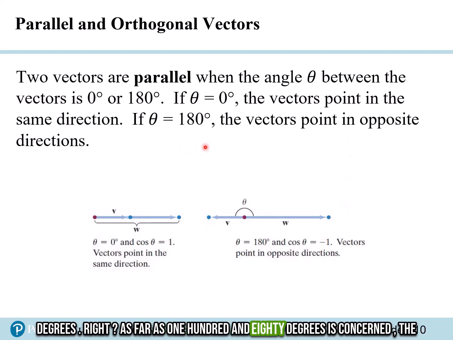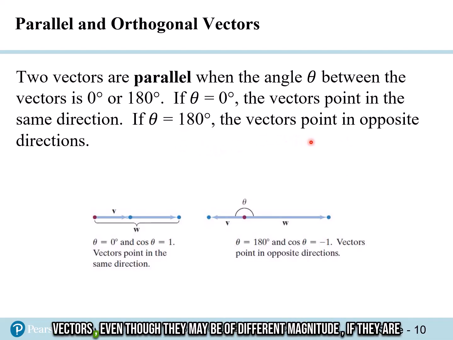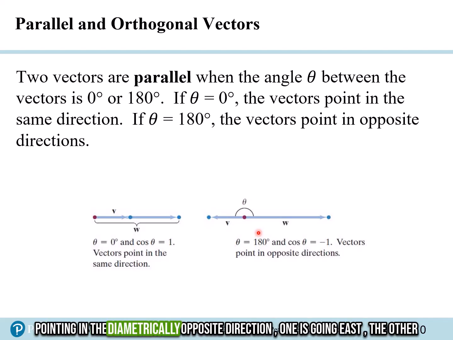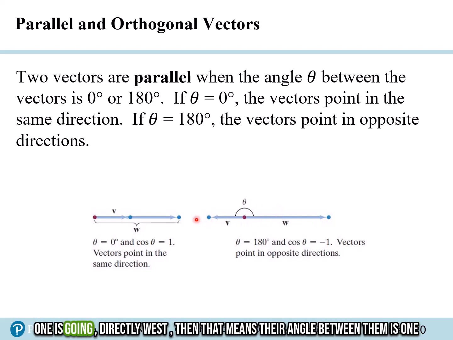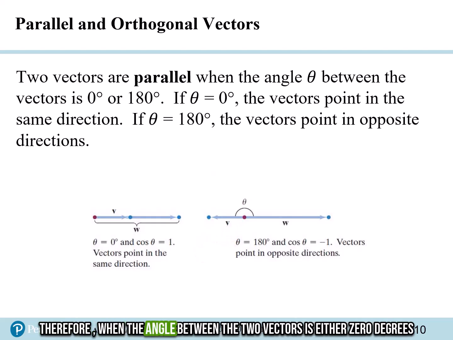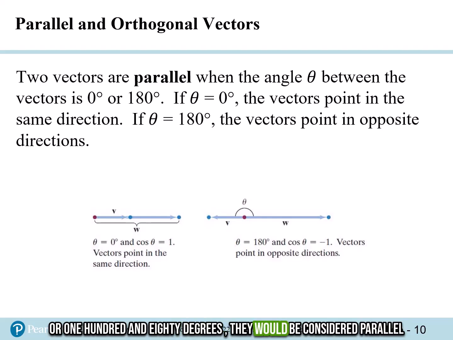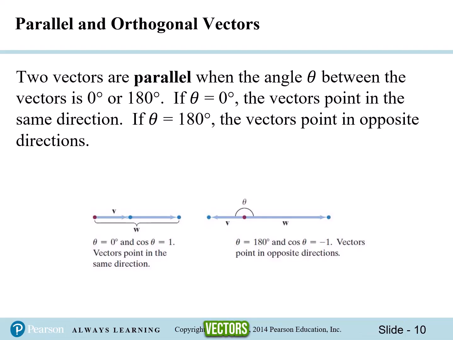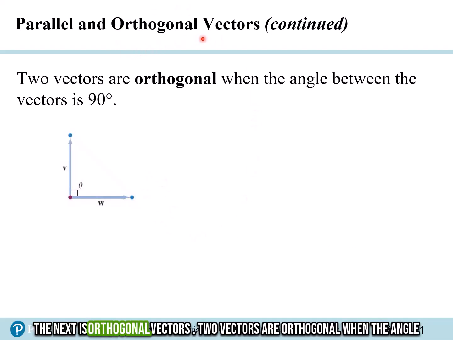As far as 180 degrees is concerned, the vectors, even though they may be of different magnitude, if they are pointing in the diametrically opposite direction, one is going east, the other one is going directly west, then that means the angle between them is 180 degrees. In both cases, they are parallel vectors. Therefore, when the angle between the two vectors is either 0 degrees or 180 degrees, they would be considered parallel vectors. The next is orthogonal vectors.